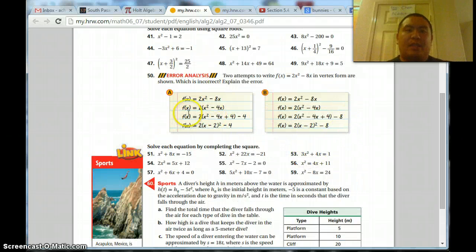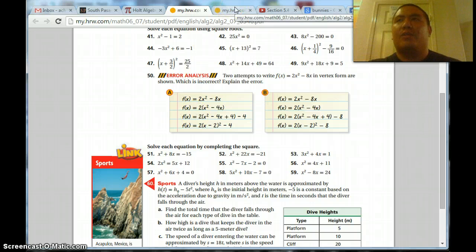Number 50, there's an error in one of these two. There's something different about it. So you've got to figure out where the error is. And just remember what we talked about. When you have this 2 here, if you distributed it back in for both of these, which one would be correct? Like, what did you really add and subtract at the same time? It's like adding 0, or in other words, adding 2 to both sides.